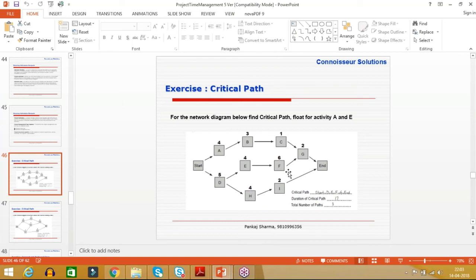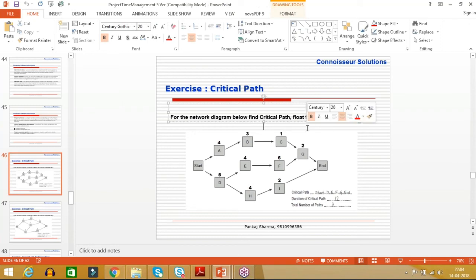Now, if you see from start to end, how many paths are there? Can somebody tell me? There is one path from start to end, which is A, B, C, G. Is it a path or not? What is the duration of A, B, C, G here? 4 plus 3 is 7, plus 1 is 8, plus 2 is 10. Can you see any other path?